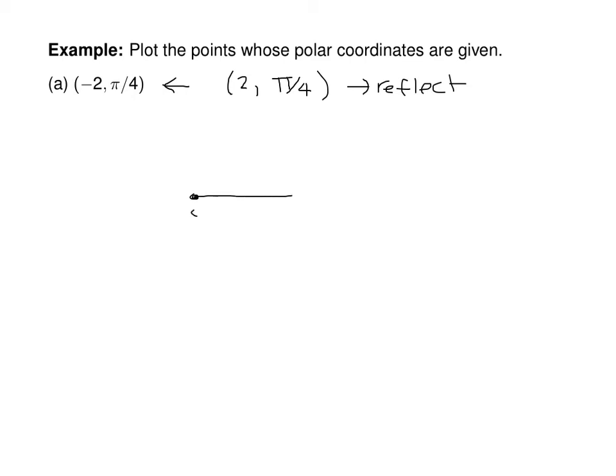So here's my origin, there's my polar axis. The point (2, pi quarters) is right there. Now to graph (negative 2, pi quarters), we reflect or continue that line in the sort of negative direction. And that's the line right there. Length of 2, so there is the point (negative 2, pi quarters). A way to express that without the negative 2 would be a radius of 2 and an angle of 5 pi quarters.